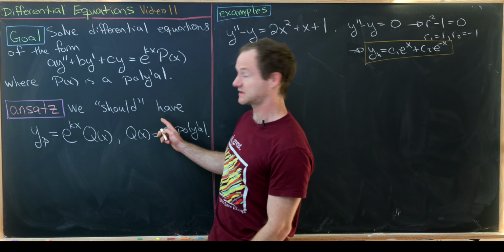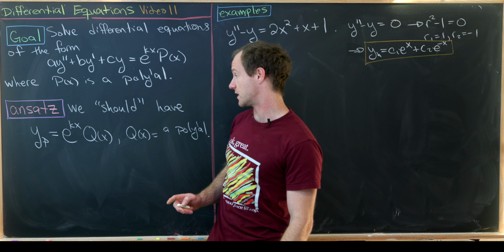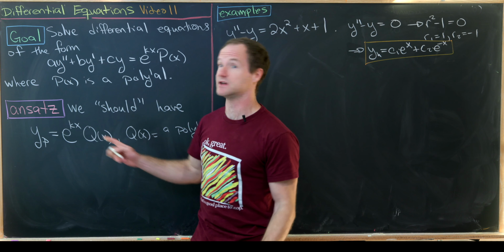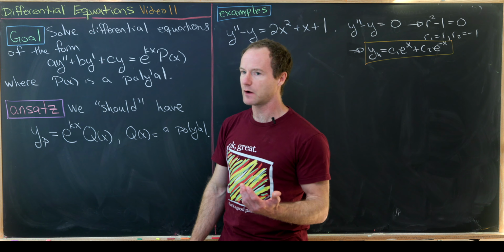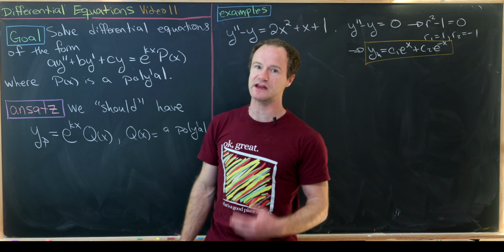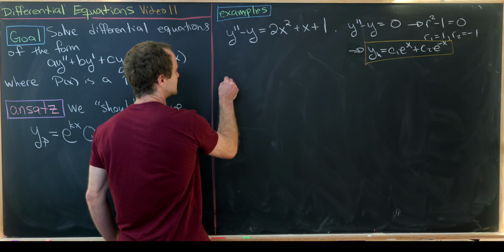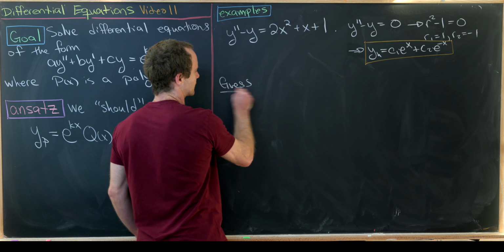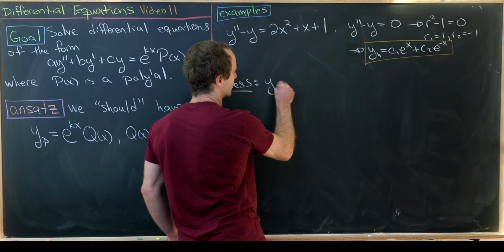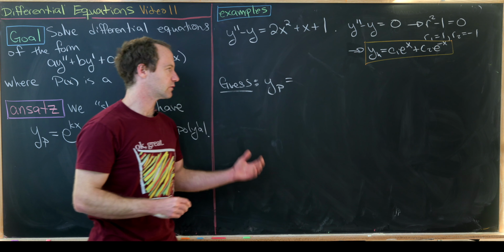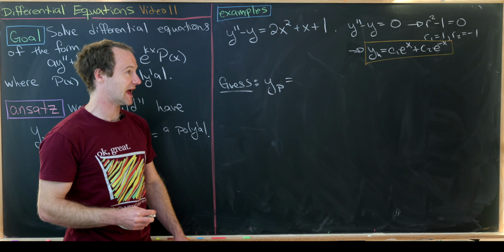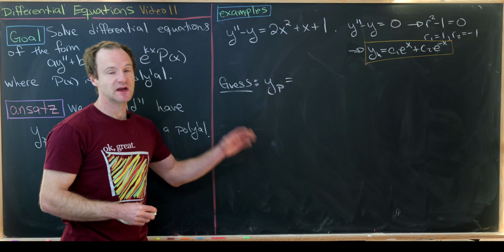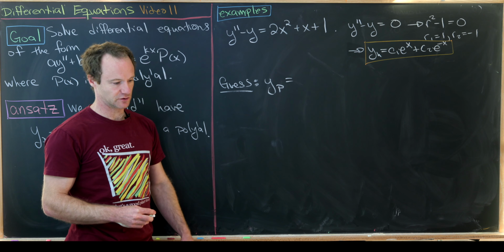And by this educated guess over here, it should be e to the 0x in this case times a polynomial. And now we just have to determine the degree of that polynomial. So let's maybe put guess right here. We're making our educated guess that yp should be equal to just some polynomial. Again, to reiterate because k is equal to 0 in this case. Now, what should the degree of this polynomial be?